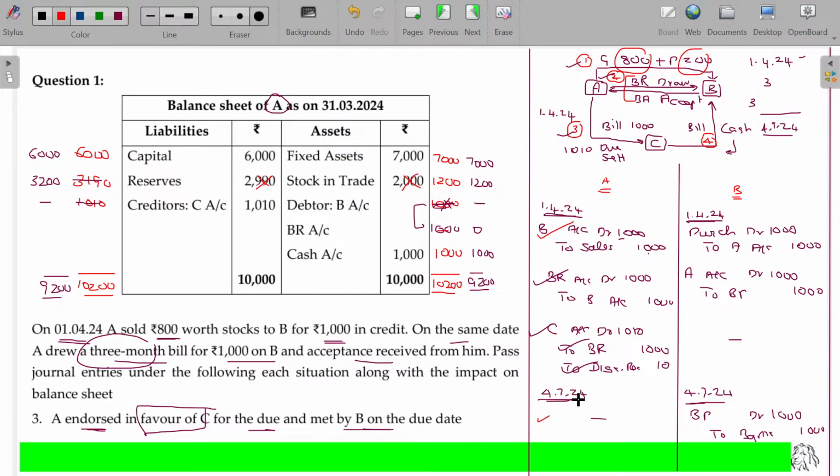Now, what happens after the last transaction, sir? After the last transaction also, there is no change. It remains the same: 7,000, 1,200, dash, 1,000 and 9,200. Here also you will have the same value. 9,200. Is that clear? So this is after the first and second transaction. This is after the third transaction. This is after the fourth transaction.